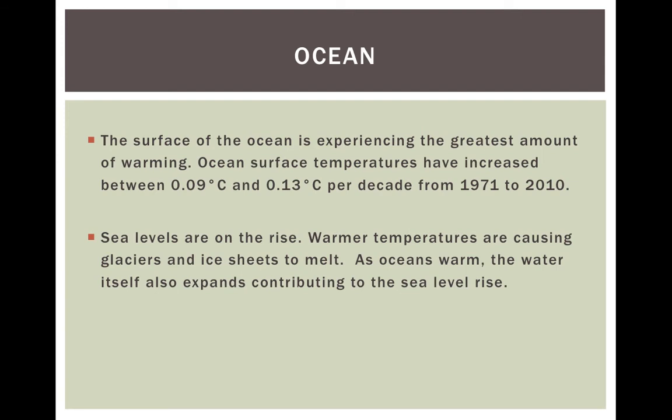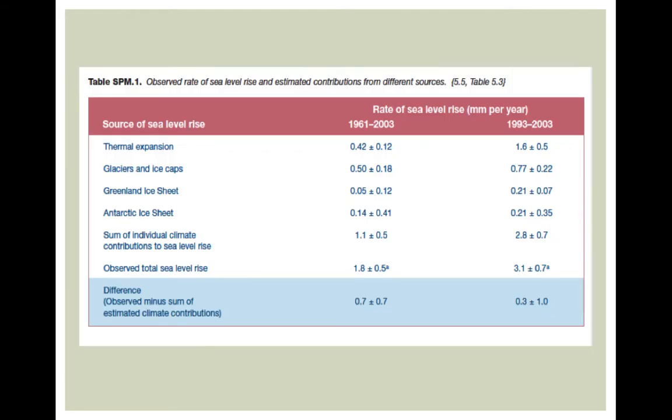Sea levels are on the rise. Warmer temperatures are causing glaciers and ice sheets to melt. As oceans warm, the water itself also expands, contributing to the sea level rise. This table shows sources of sea level rise. Thermal expansion, glaciers and ice caps, the Greenland ice sheet, and the Antarctic ice sheet are all reasons why the sea level is rising.